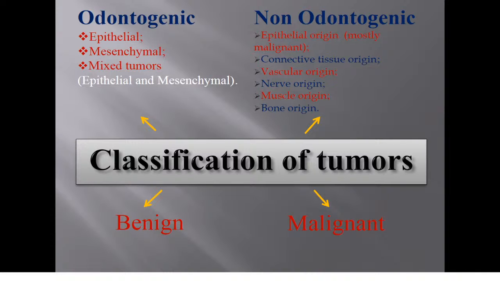And here on this slide you can see different types of classification. Of course, it's a basic classification. We can say that tumors can be benign and malignant. And in stomatology, our basic classification is odontogenic and non-odontogenic tumors. Odontogenic is a tumor which originates from odontogenic tissues. And here you can see the classification of odontogenic and non-odontogenic tumors.